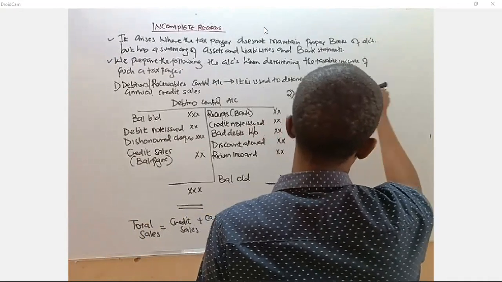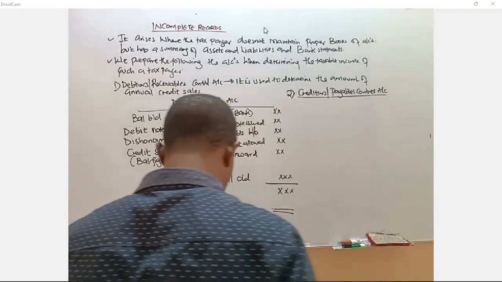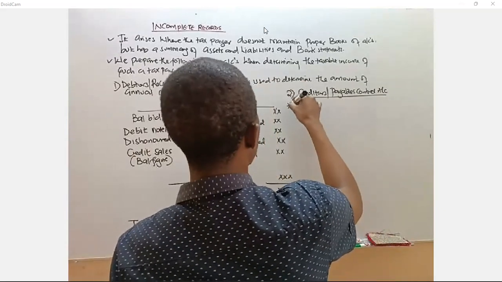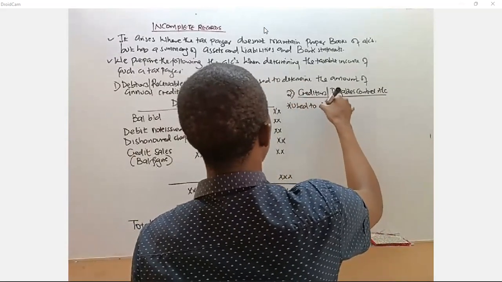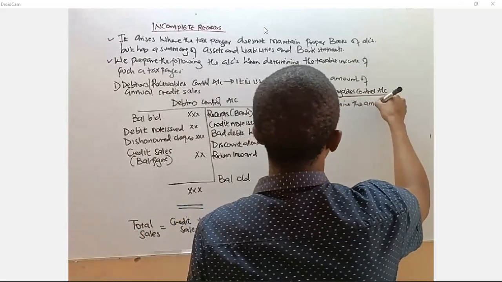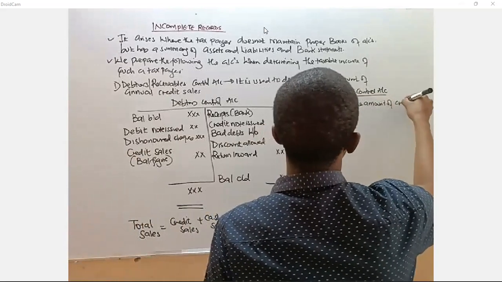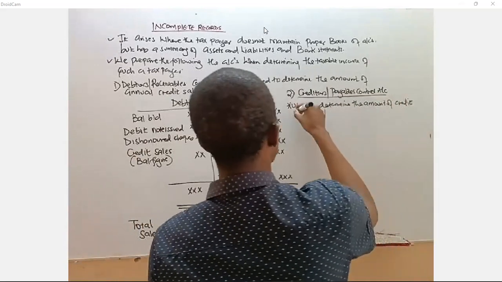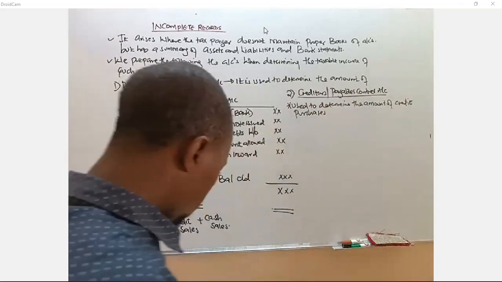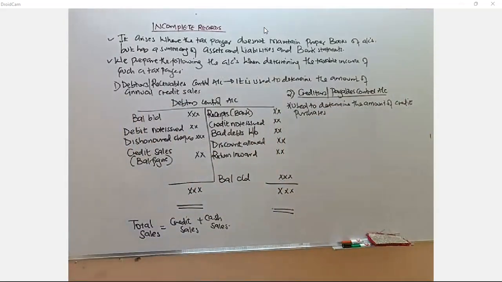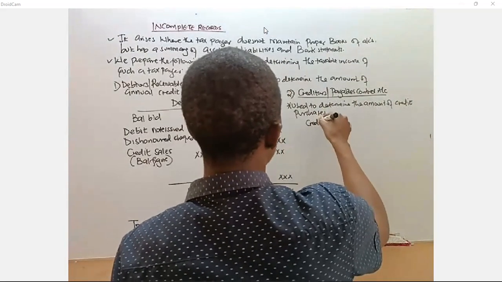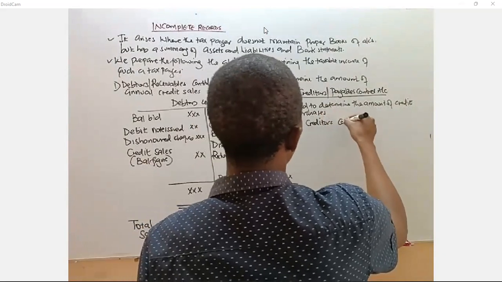Creditors to payables control account. In this case, we are saying that it is basically used to determine the amount of credit purchases. So also we are going to be opening our T accounts. Here we are discussing the creditors control account.